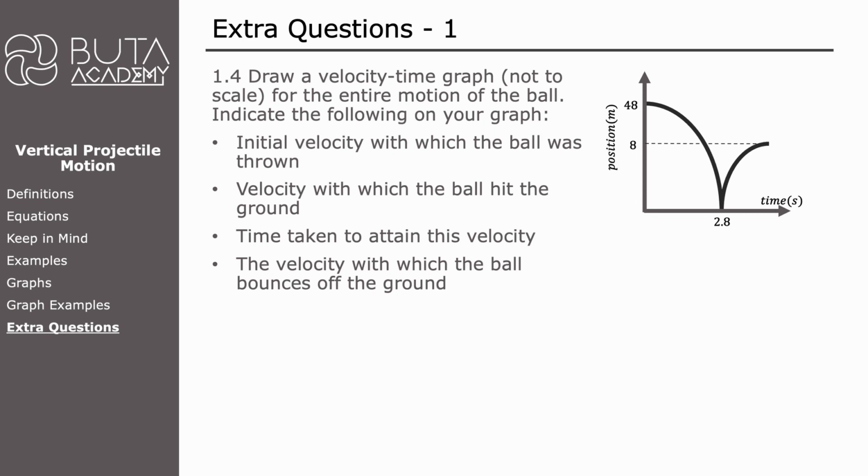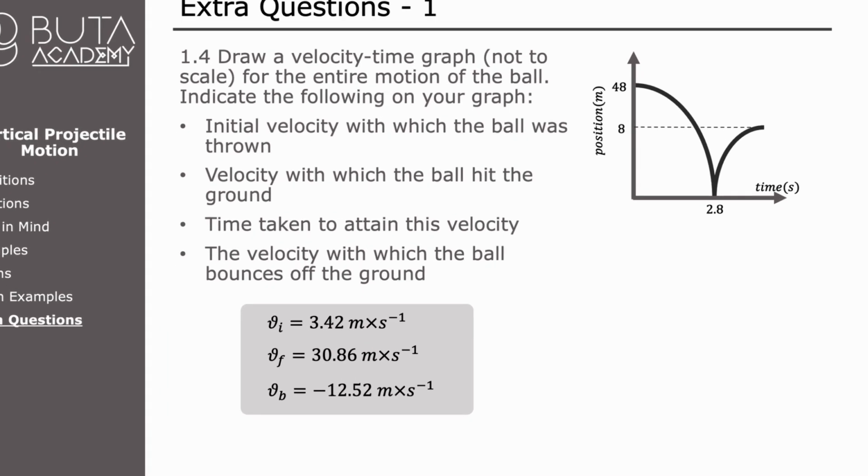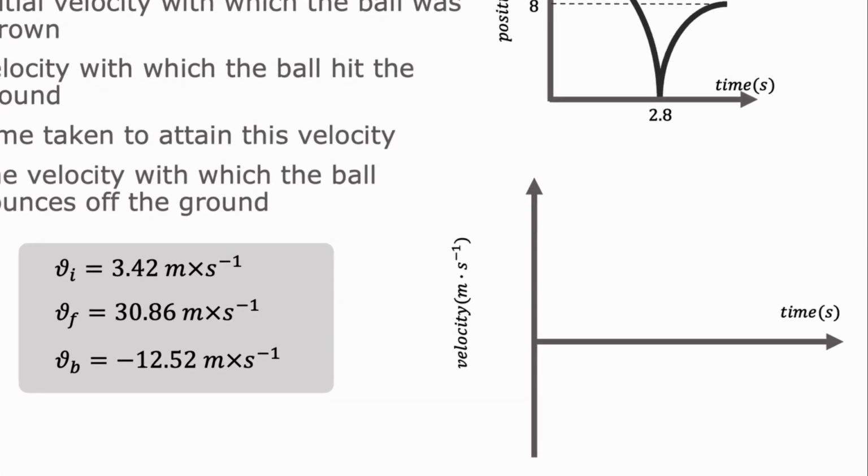Before starting with the solution, let's display the values we have already calculated in the previous parts. Take note that the velocity after bouncing has a negative value here. The ball is thrown downwards at a velocity of 3.42 meters per second, which is the point from which we will start plotting the graph. After 2.8 seconds, its velocity becomes 30.86 meters per second, which is the next point on the graph.